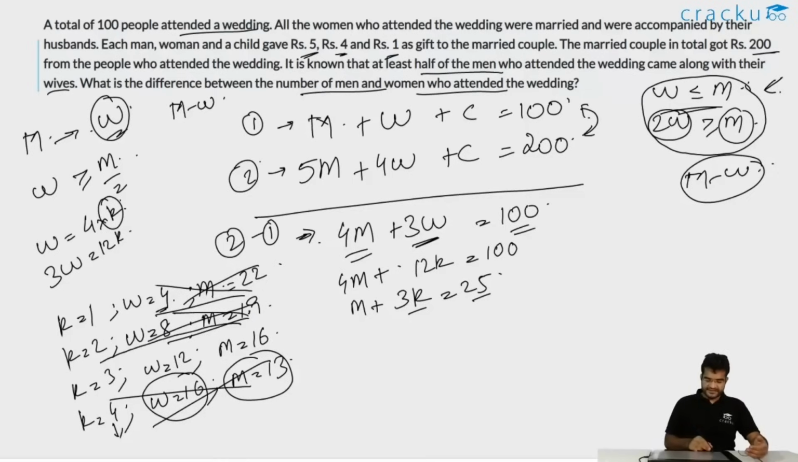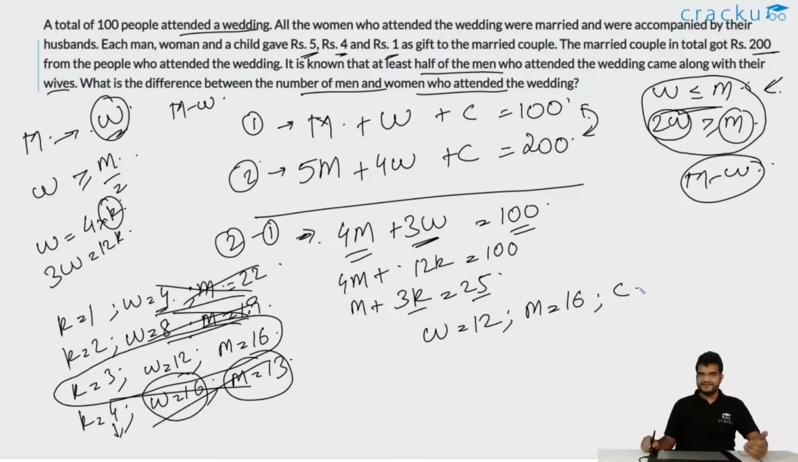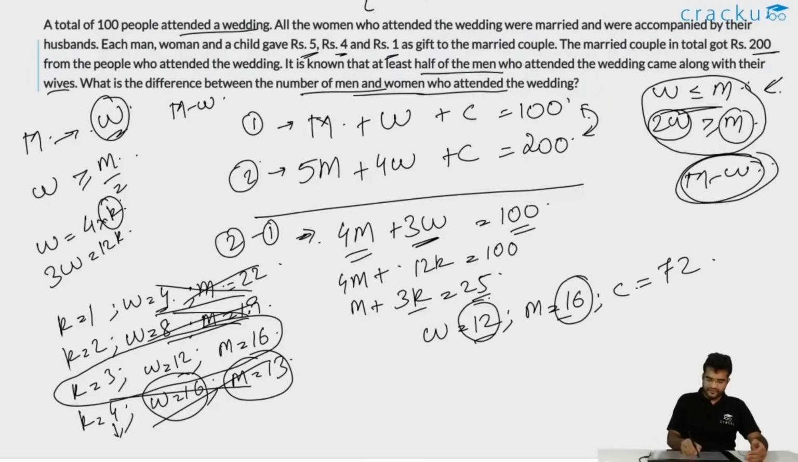The only case which satisfies all the conditions is the third case, in which case W is equal to 12, M is equal to 16, and in this case what will the value of C be? C is equal to 100 minus W minus M, so that is 100 minus 28, which is equal to 72. And we are supposed to calculate the difference between men and women, that is M minus W, which is 16 minus 12, which is equal to 4.